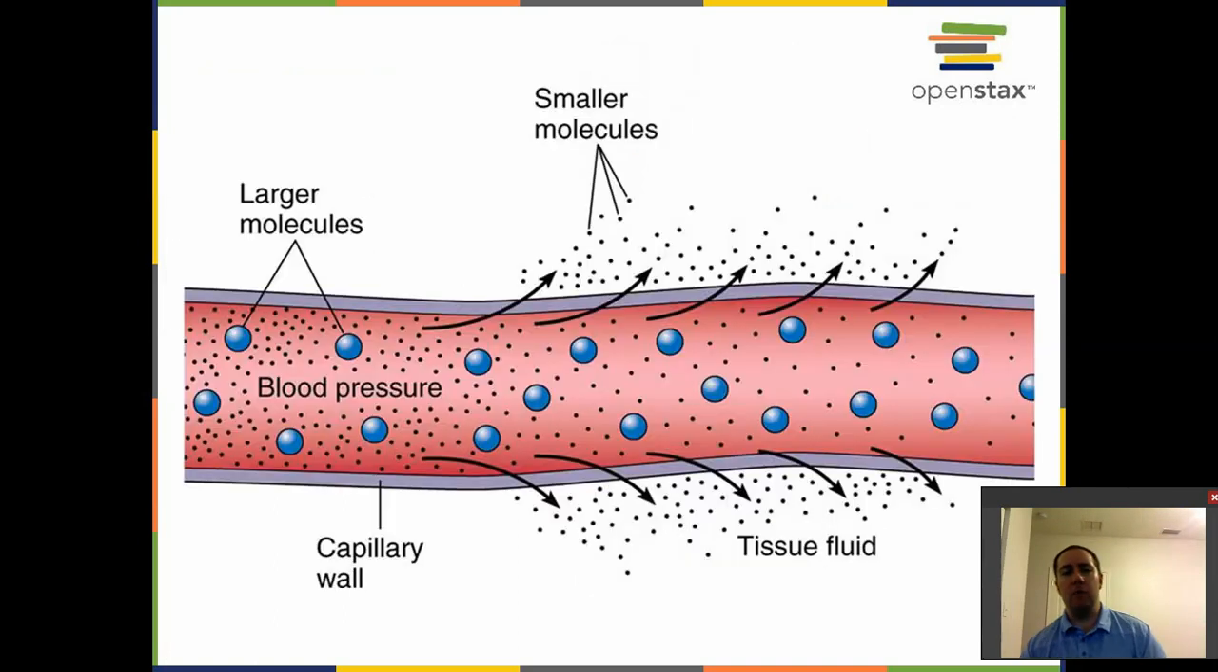Here we see that zoomed in more. So we have stuff in our blood. We have large molecules, we have small molecules, we have water. There's blood pressure in there, and that blood pressure pushes the small molecules and the water out, where the large molecules stay in the blood vessel.